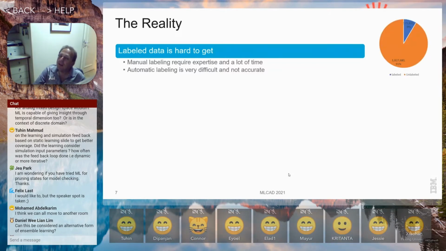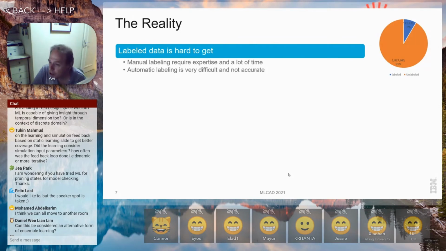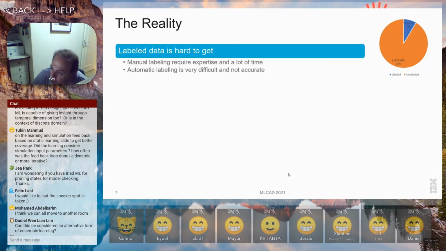And in our case, the example with the most labeled data that we have, which is the core of this, the processor core that I mentioned, we have about 10% of the data labeled, 90% of the data was never labeled. So we cannot actually work with that. And I'm going to talk about automatic labeling later.